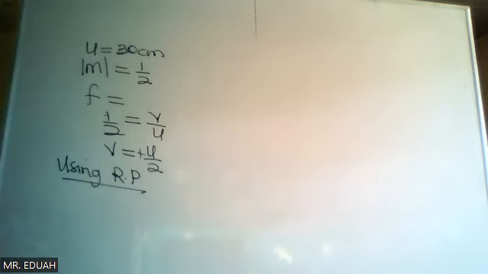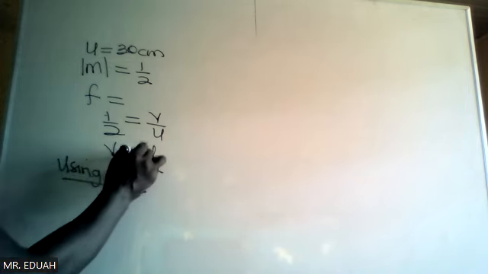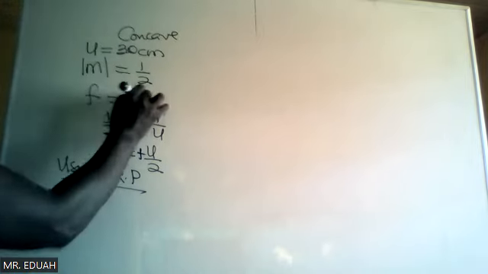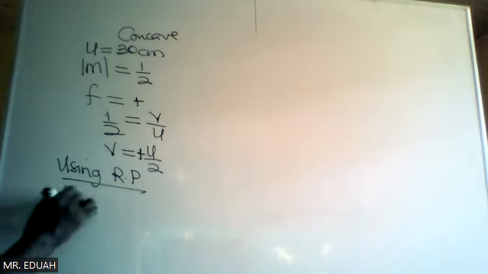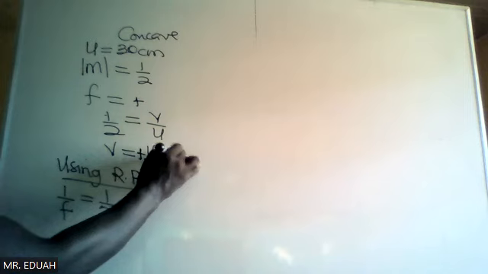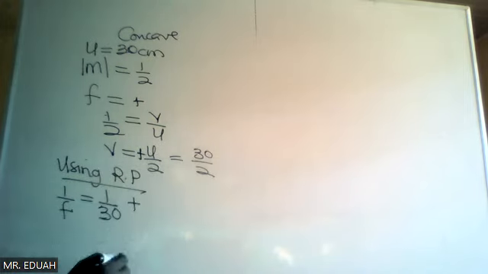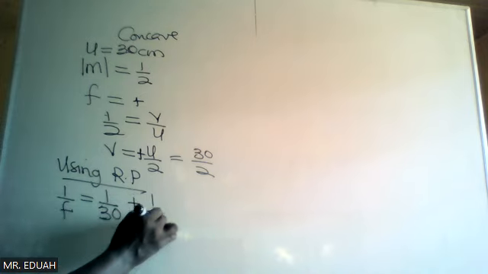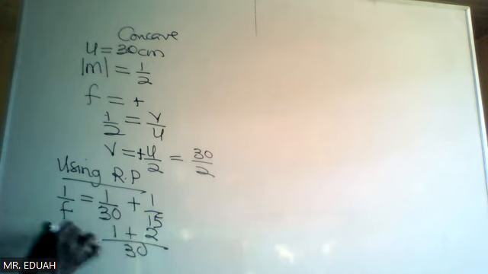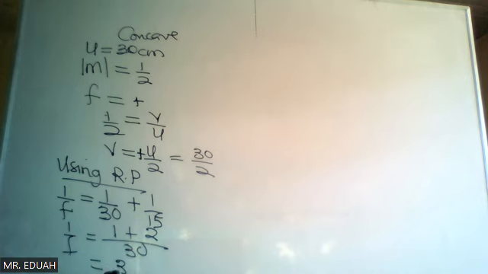So using RP, V is positive because the image is real. Once this is concave, F is positive. Object is always real. So 1 on F is equal to 1 on 30 plus 2 on 30. So we have 1 on F giving us 3 on 30. Therefore, F is equal to 10 centimeters.